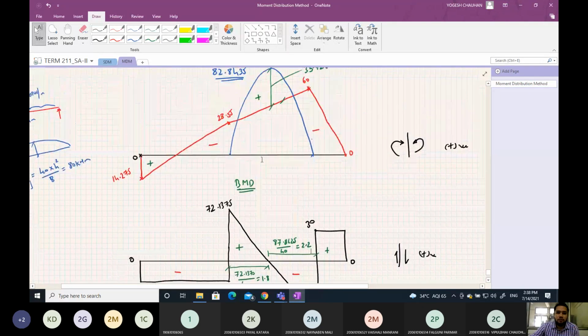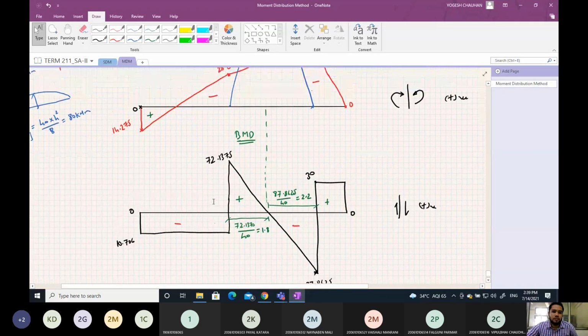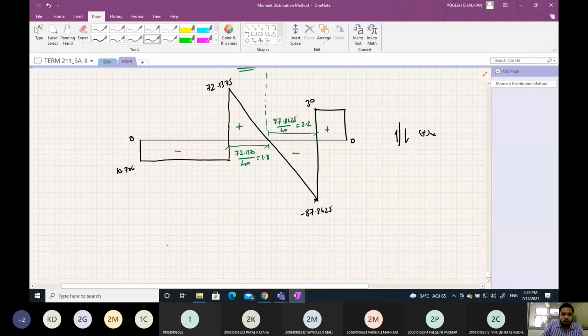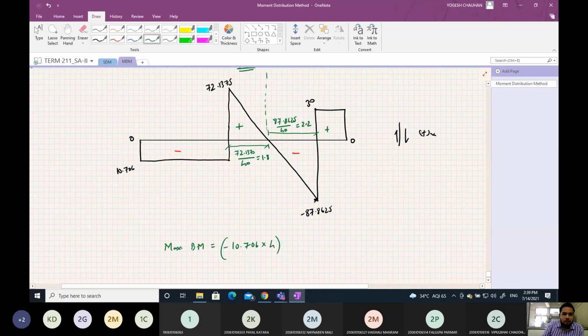You also have to find the corresponding maximum bending moment at this point of zero shear. At this point of zero shear, your bending moment will be maximum. Or simply you can find it from the area under the shear force diagram. So the maximum bending moment will be equal to minus 10.706 into this span length, that is 4 meter, that is the area of this portion.